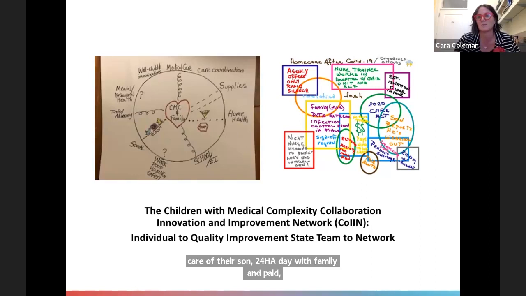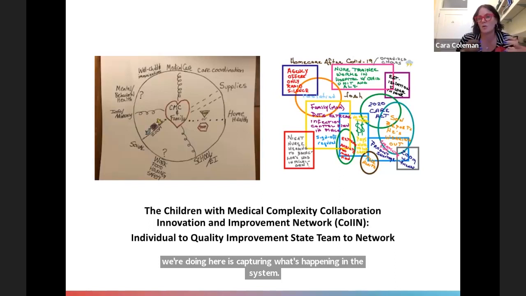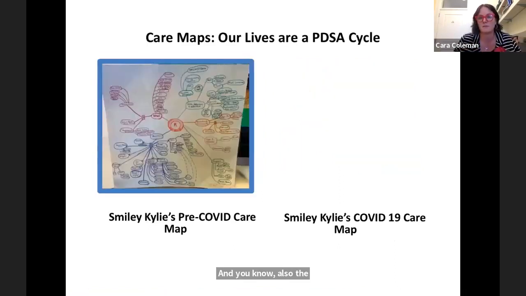And so she was trying to capture and describe here for us in the coin, but also then share with her providers: you say that you're covered at home, you say I'm covered at home, but here's what's happening. Here are the pitfalls, where the holes are coming in the dike. So these are just two other examples of how what we're doing here is capturing what's happening in the system, and also the narrative and the story of the family.